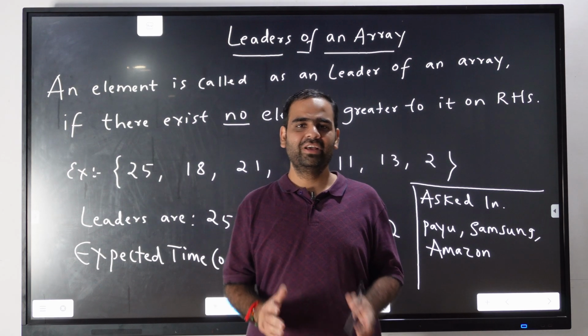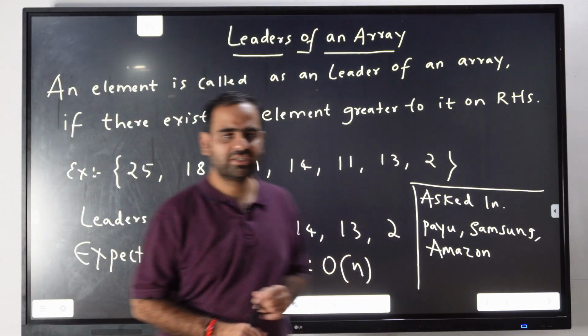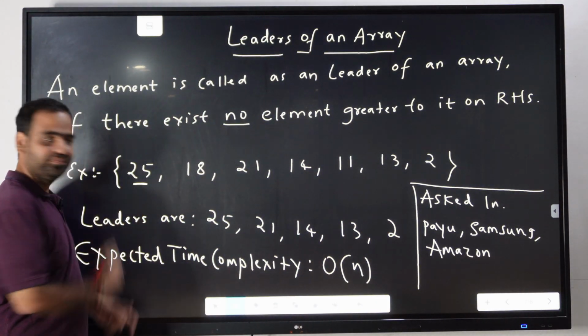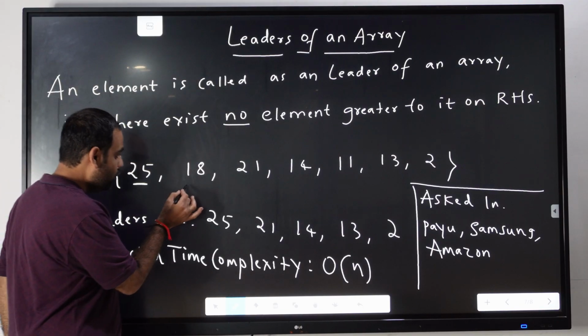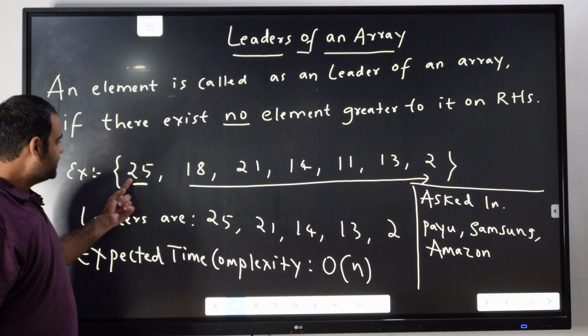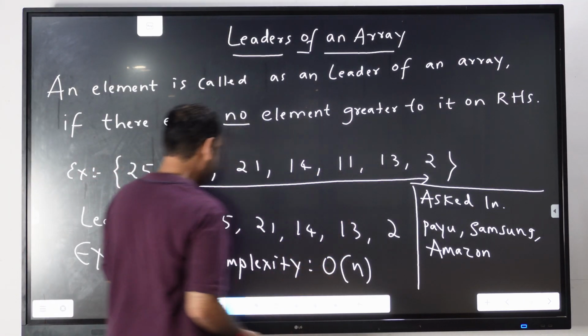Hello everyone, we are given a question to find leaders of an array. First let us understand what a leader of an array is. An element is called a leader if there exists no element greater than it on the RHS. Now, is 25 a leader? Yes, because there exists no element greater than 25 on the RHS.